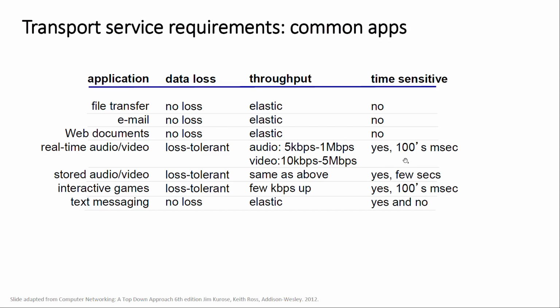This is important because if the connection is not that good and the delay between communication exceeds this number, then it will be hard for people to communicate. This happens from time to time when you are having a WhatsApp call, because if one party has a bad connection at some point, then because of the delay, people will not be able to hear each other and start talking at the same time and so on. So it is time sensitive. For stored audio and video, again you can tolerate some data loss. Throughput is the same as above, and time sensitivity is a few seconds.